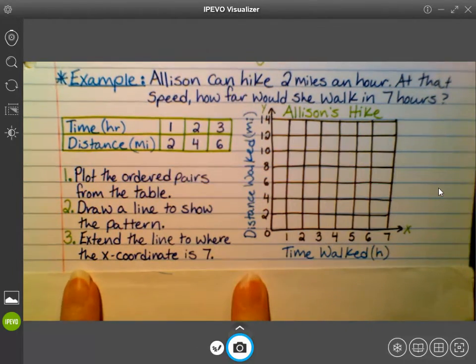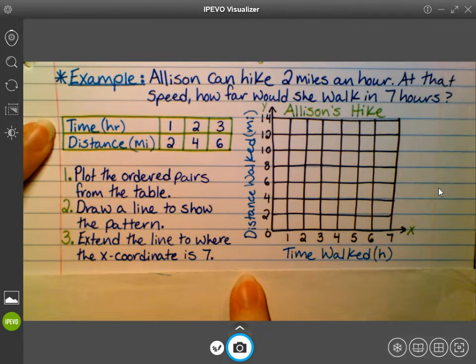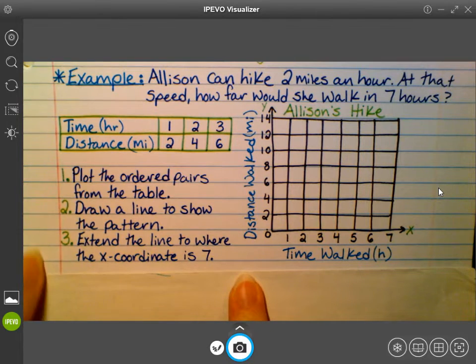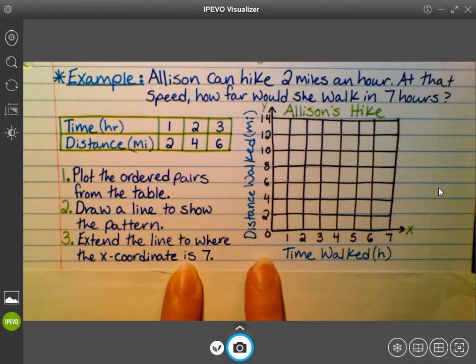So we are going to follow these instructions. 1, plot the ordered pairs from the table. 2, draw a line to show the pattern. Now, should we just be randomly drawing a line, or what should we use to help us? A ruler, something with a straight edge. And then 3, you're going to extend the line to where the x coordinate is at 7.